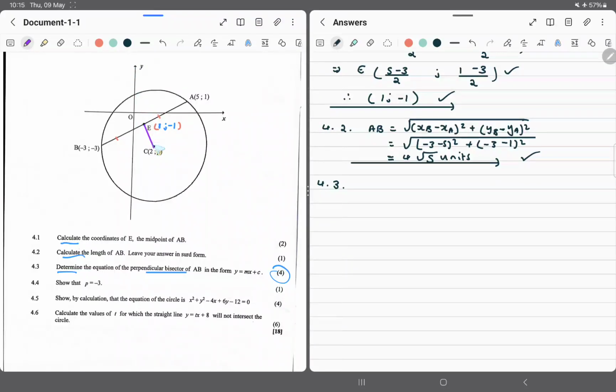Theorem 1. I was rambling about theorem 1 not so long ago. So this line is going to pass through the center of the circle. And it is now a perpendicular bisector. So it must be perpendicular.